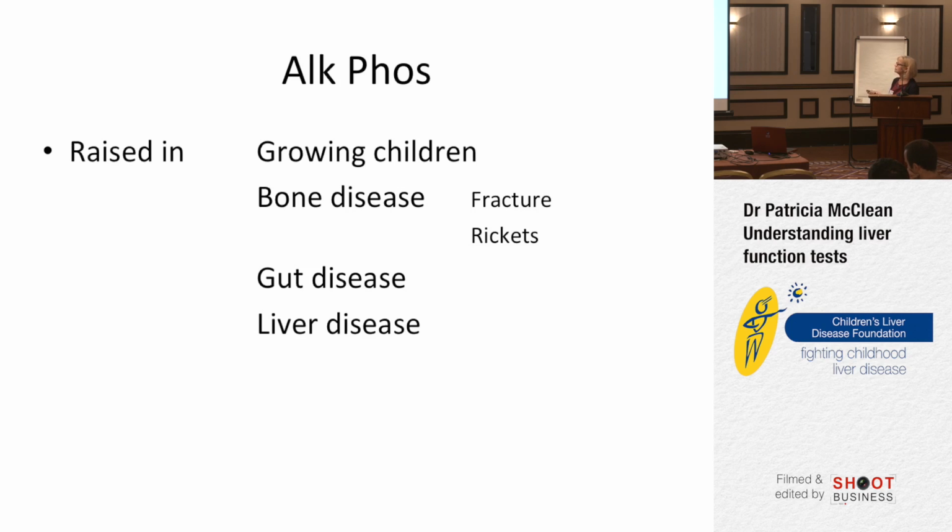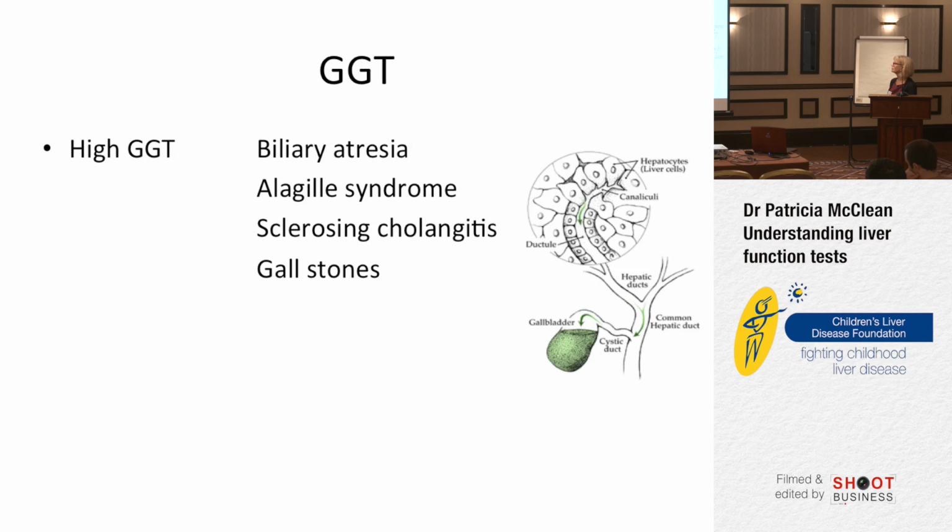As I've mentioned, ALK-PHOS can be up for other reasons and is therefore a bit less useful. And so we go with gamma-GT. And you will notice that in children with biliary atresia, in children with Alagille syndrome, sclerosing cholangitis, anything blocking the bile ducts, gallstones, the gamma-GT tends to be quite high.